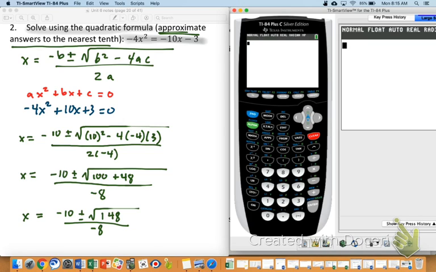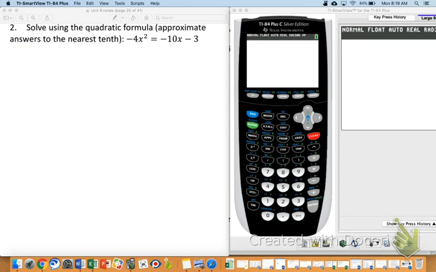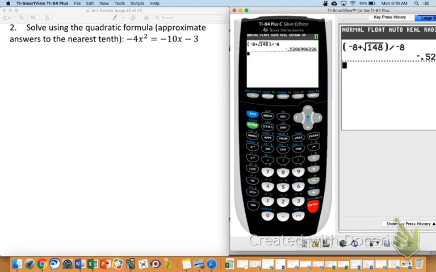When I switch screens here, the stuff that I've written on the left side is going to go away, but you've got it on your papers perhaps. So check this out. I've got negative 10 plus or minus root 148 over negative 8. So I'm going to go with my calculator. Just come right over here and I'm going to go parentheses, negative 8 plus the square root of 148, close the parentheses, divided by negative 8. Isn't that half my answer? Yeah. Negative 8 plus the square root of 148 over negative 8. I hit enter. Did you guys get negative 0.52 approximately for one of your answers?